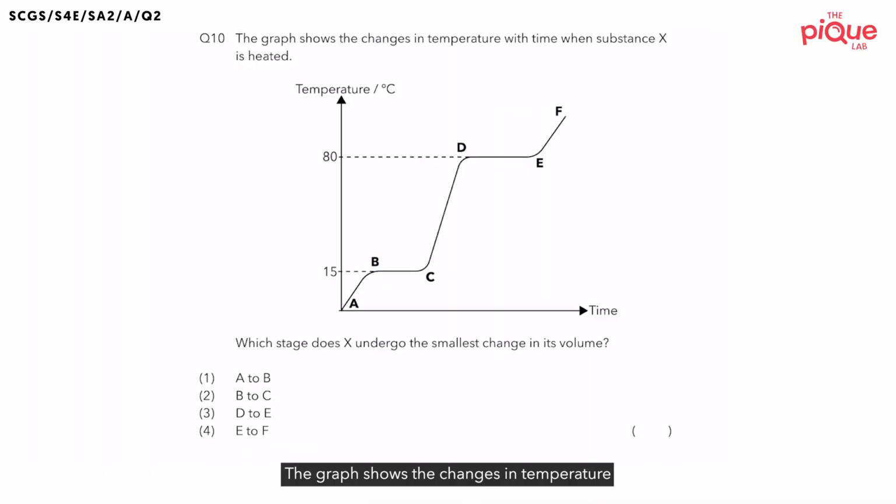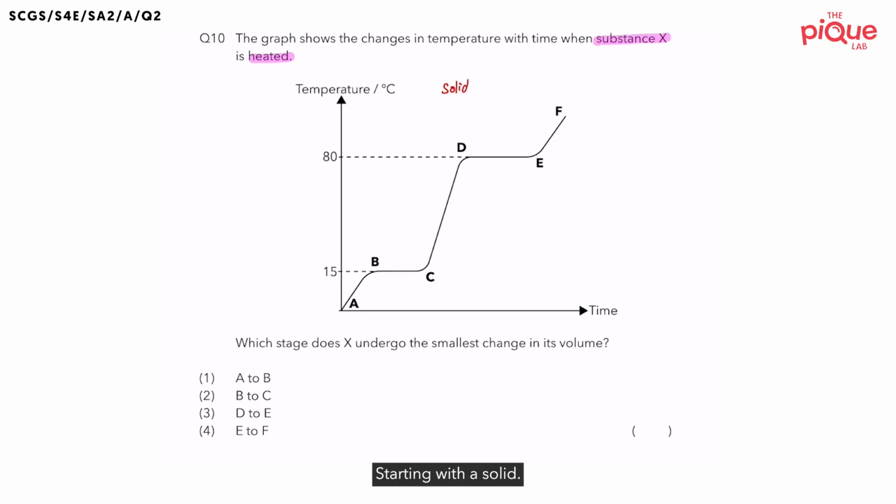The graph shows the changes in temperature with time when substance X is heated. However, the question did not specify the current state of substance X before heating. But not to worry. First, let us recall the changes in state and the associated physical processes.